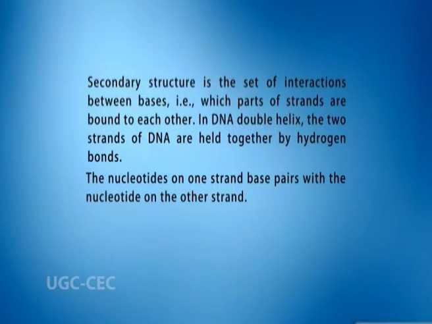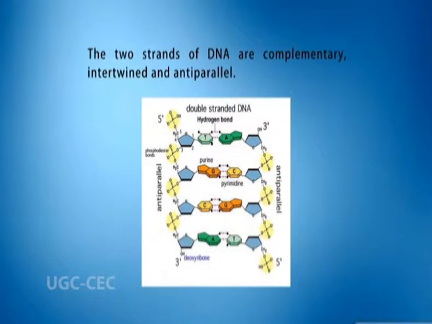Next, secondary structure of DNA. Secondary structure is the set of interactions between bases, that is, which parts of strands are bound to each other. In DNA double helix, the 2 strands of DNA are held together by hydrogen bonds. The nucleotides on one strand base pair with the nucleotides on the other strand. The 2 strands of DNA are complementary, intertwined, and antiparallel.